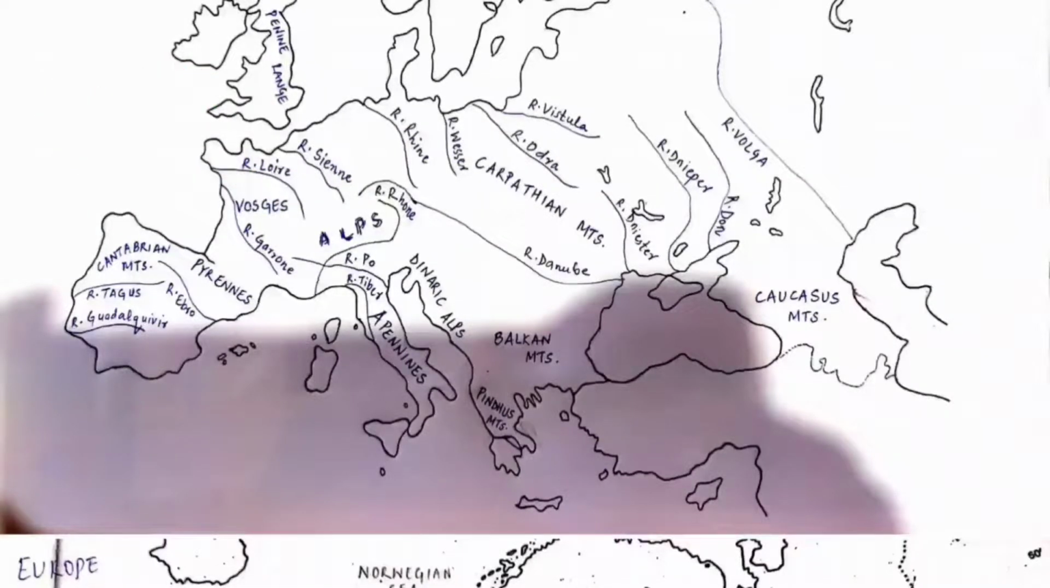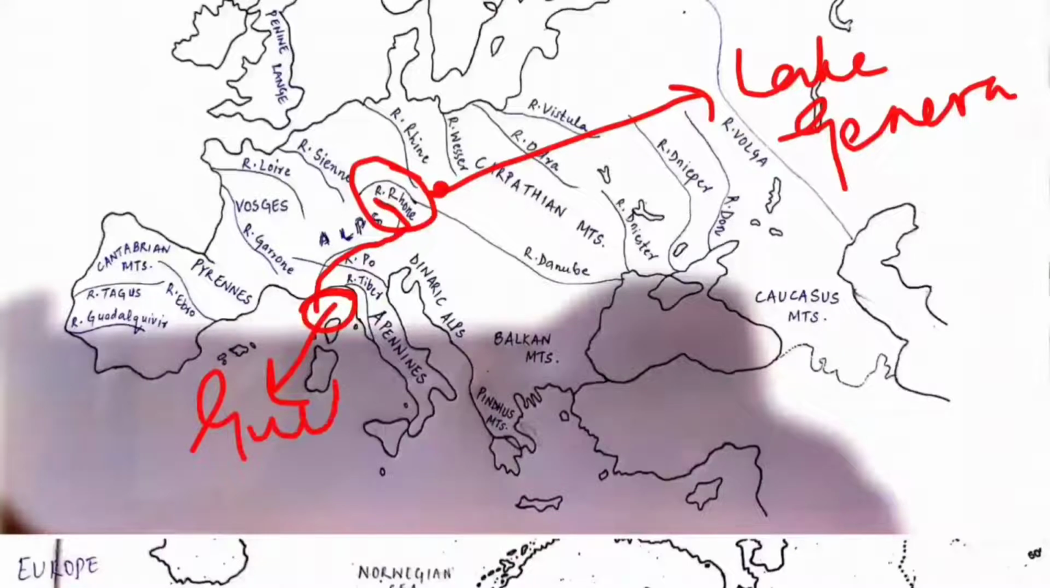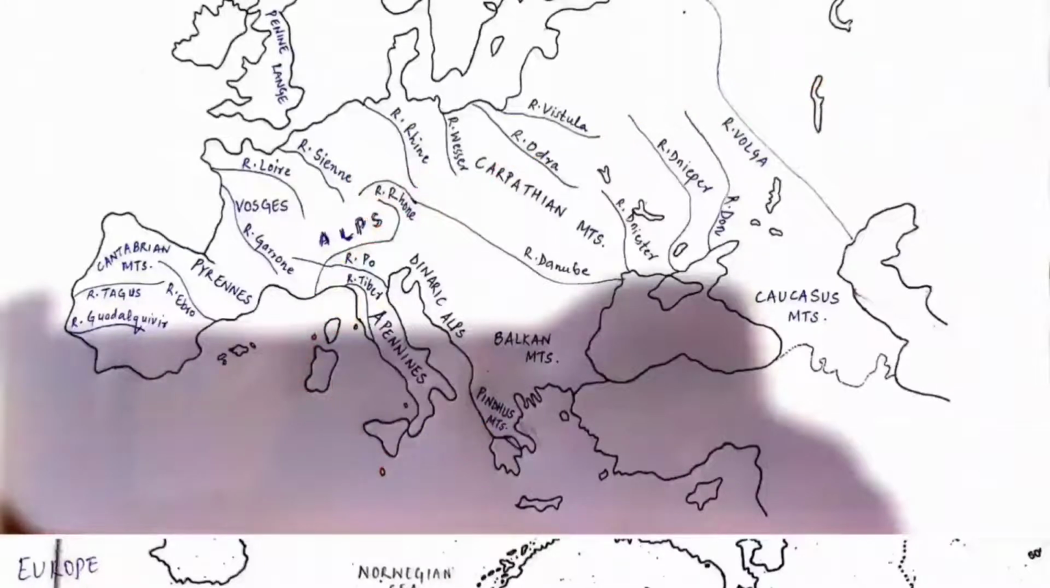Then we have another important river, that is the river Rhone. There is a very important lake in here, that is called Lake Geneva. This Lake Geneva is the origin of this river Rhone, and this river Rhone drains in somewhere here. This is actually the Gulf of Lyons. This is called Gulf of Lyons, where it drains.